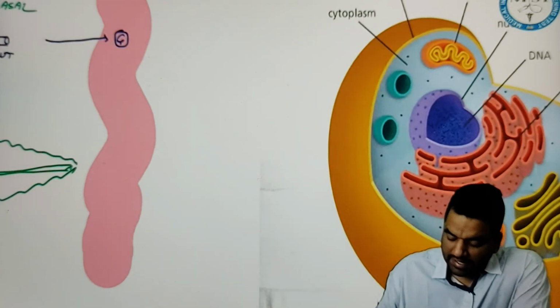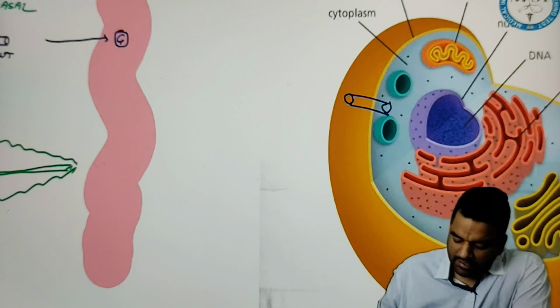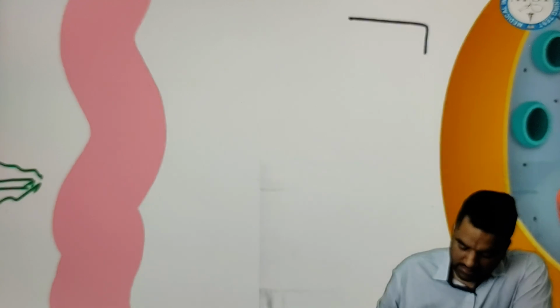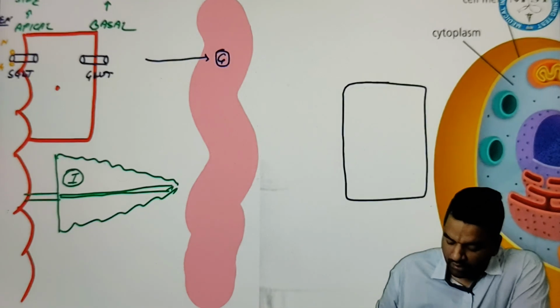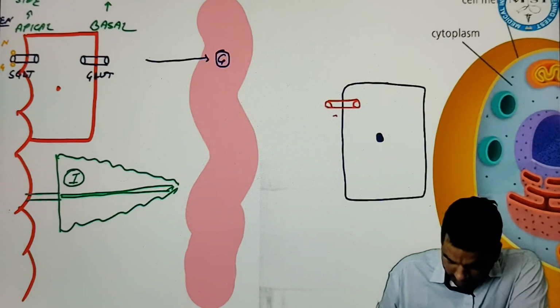Again, it needs to cross the cell membrane, and this cell membrane again has a channel over here. I'm just making another cell over here so that you can understand better. Suppose this is the cell, this is the nucleus, and the glucose needs to cross via this channel, and this channel is the GLUT channel.